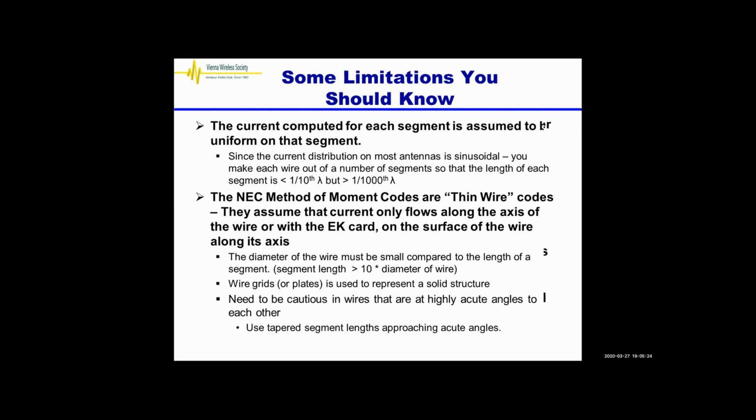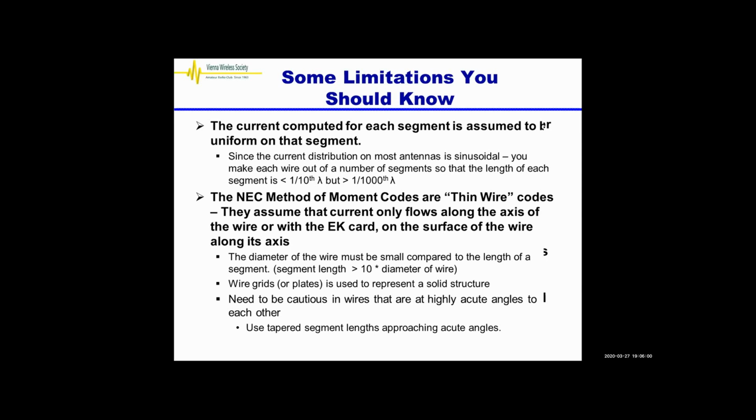NEC 4 is a little bit different. In NEC 2, you can use what we call an EK card, and we'll explain how the cards come about, which actually calculates the surface of the wire based on the diameter of the wire that you give it. So you actually have to specify the diameter of the wire. Another rule of thumb is that the diameter of the wire has to be small compared to the length of your segments, which helps determine how many segments you have to use. In general, it's got to be less than 1/10 of the length of the segment.